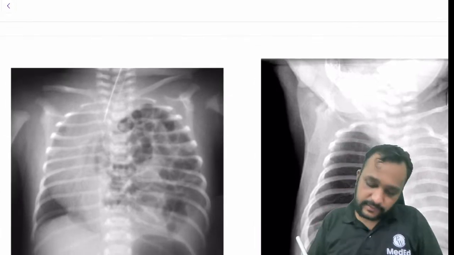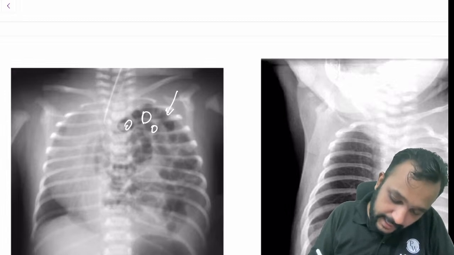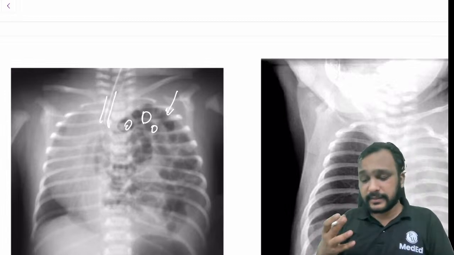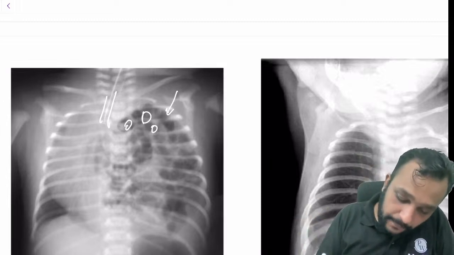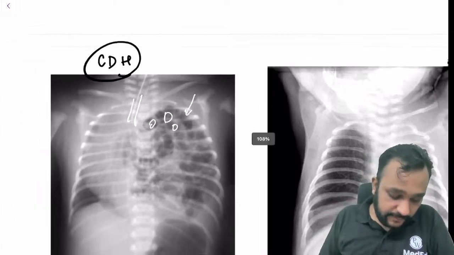So in this image, guys, we can see that there are multiple cystic lesions within the lung, and it is shifting the trachea to the opposite side. So multiple cystic spaces within the lung that is shifting the trachea towards the opposite side. That is seen in patients with congenital diaphragmatic hernia.